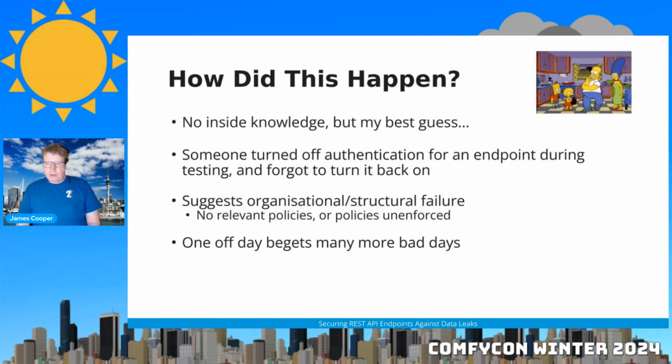So I have some thoughts on how this happened, and I have no inside knowledge on this topic, but my best guess at the time, I'll come back to this later, was that somebody had turned off authentication for a particular endpoint that involved customer data, or they were testing it out and then forgot to turn that authentication requirement back on. And to me, that suggests that there's some sort of structural, organizational issue, and that, yes, one person can turn it off, but it shouldn't really be feasible for one person to be able to do that and have it go all the way into production and stay there.